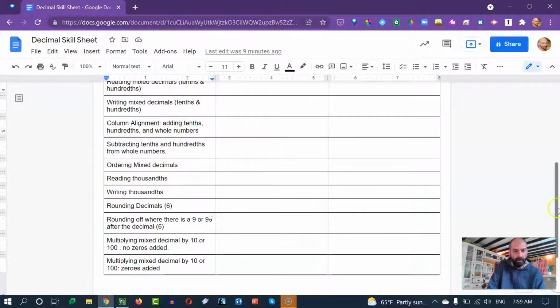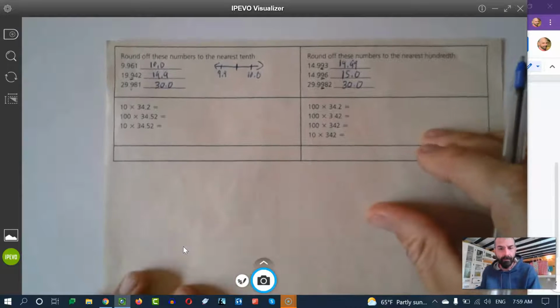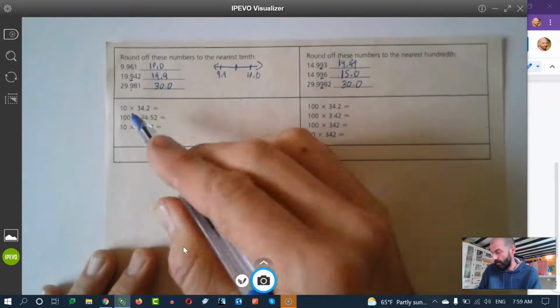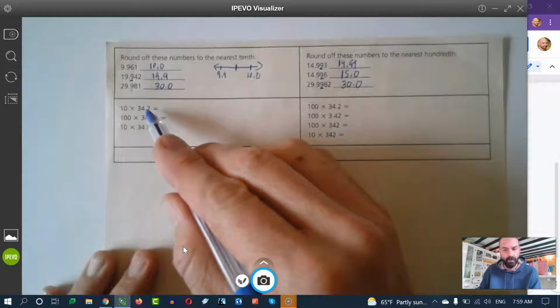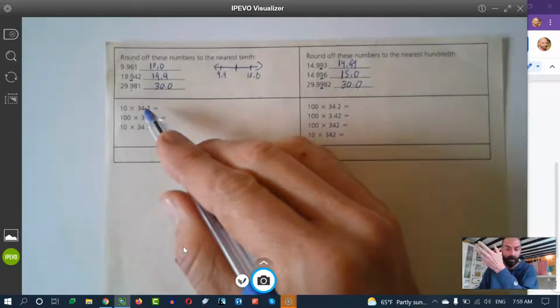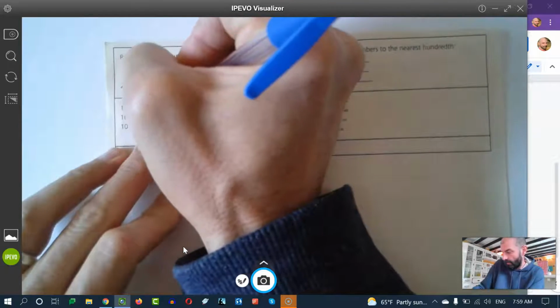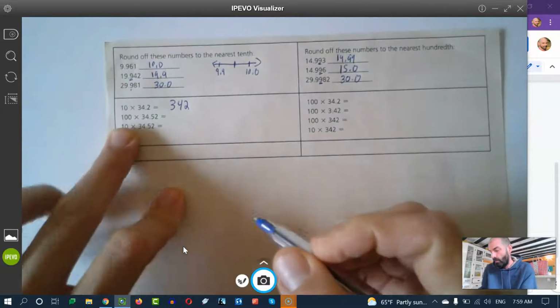And then we're multiplying mixed decimals by 10 or 100, no zeros added. So what does that mean? Well, we're going to find out. So 10 times 34 and 2/10. When we're multiplying by 10, what's happening? All of our digits are shifting to the left. So our answer is 342.